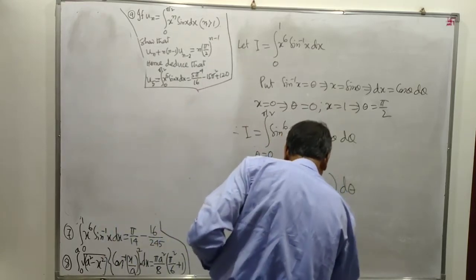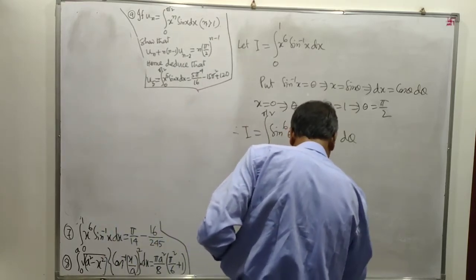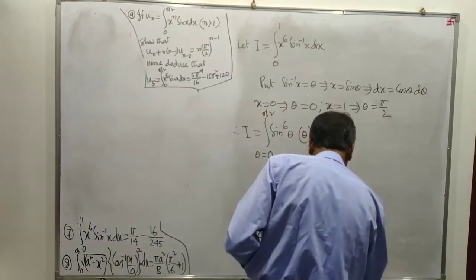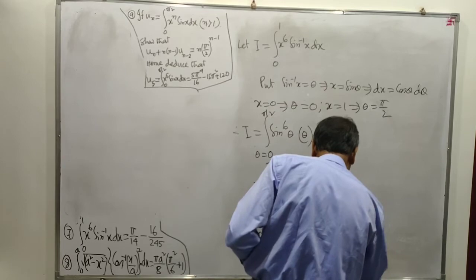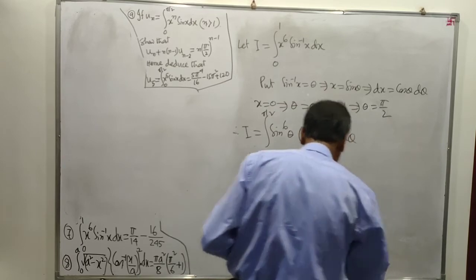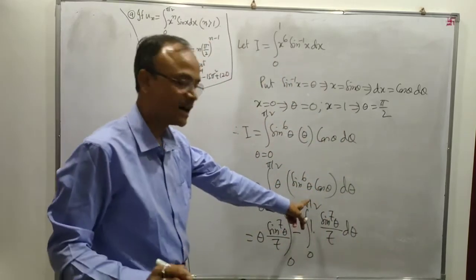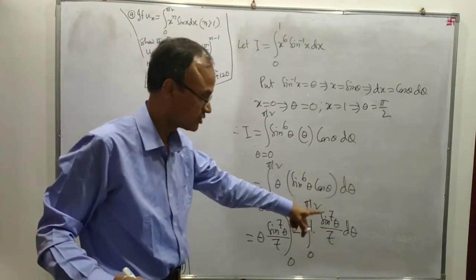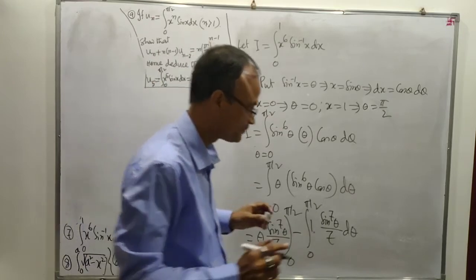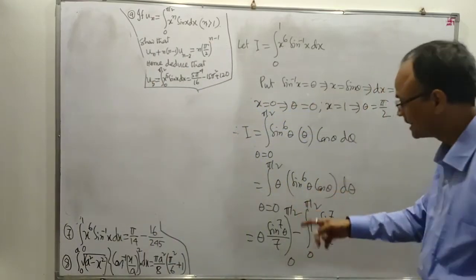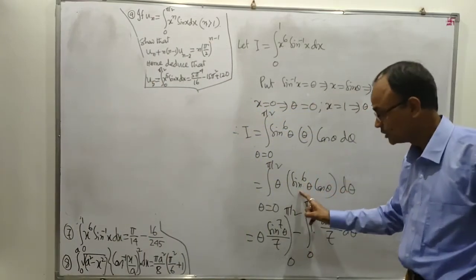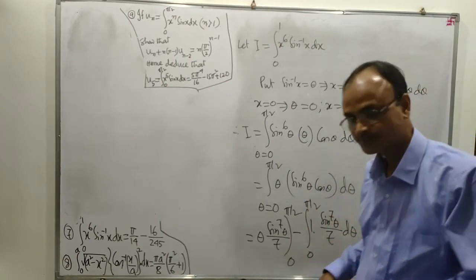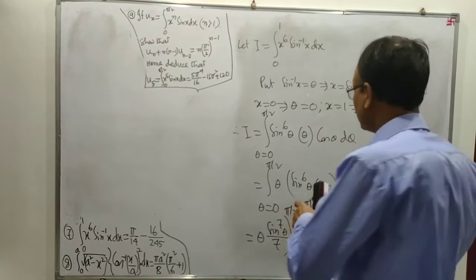Minus integration 0 to pi by 2. Differentiation of the first function theta is 1. Integration of this will be sin to the power 7 theta divided by 7 d theta. Integrating by parts, taking sin to the power 6 theta into cos theta as the second function.